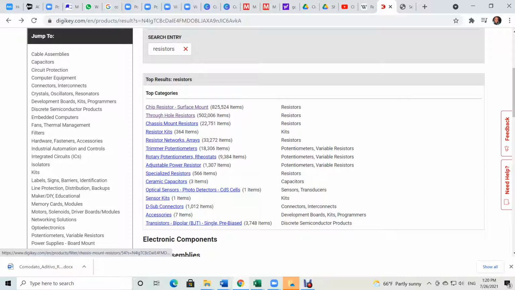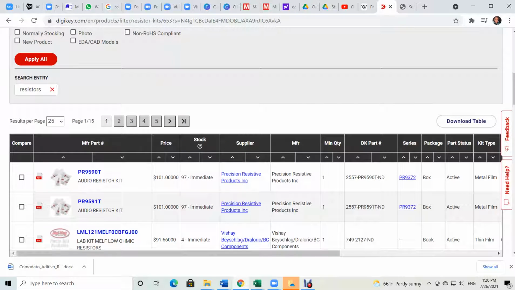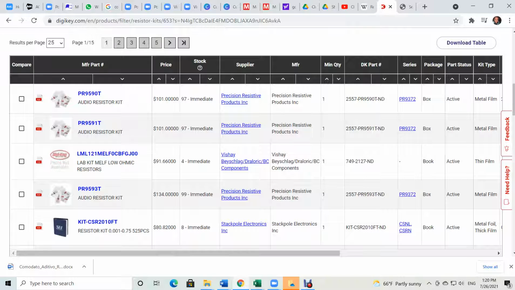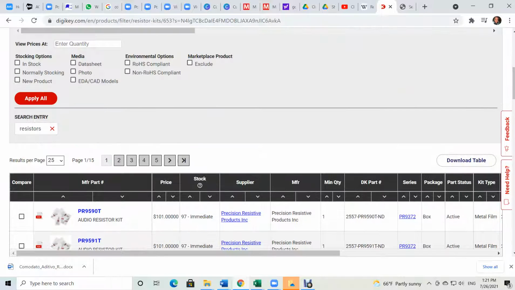Let's see, chassis mounted resistor. Let's see, resistor kit. Let's look at this one here. Oh yeah, here you go. See that? And this resistor kit, price $101. This one is expensive. $91. How many? But they don't say how many come here. But let's take a look at the pricing, right?